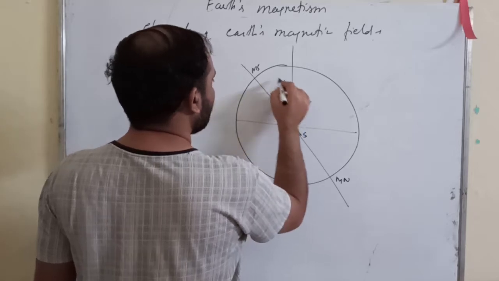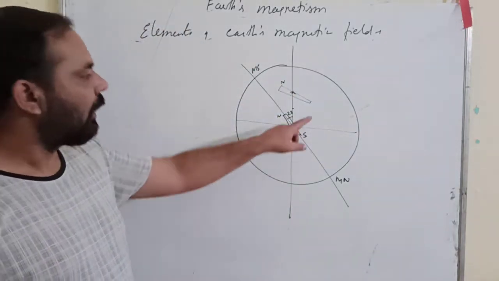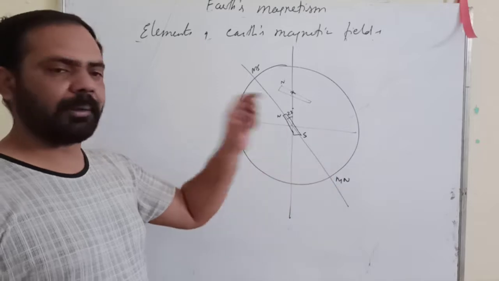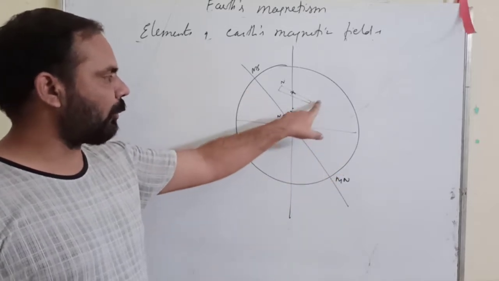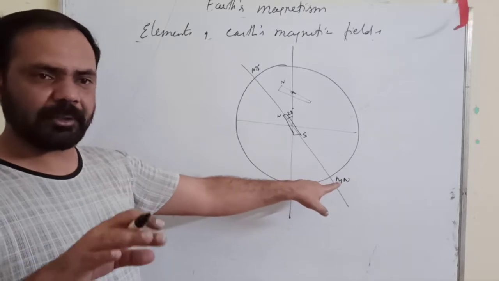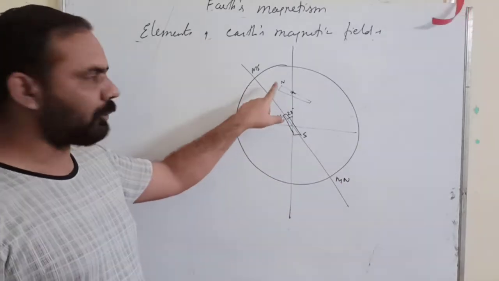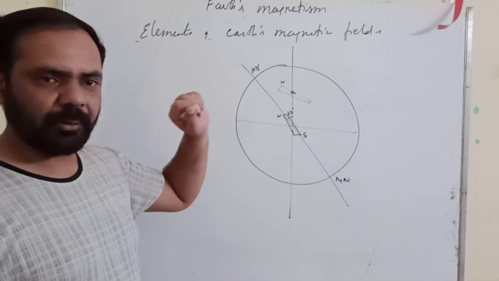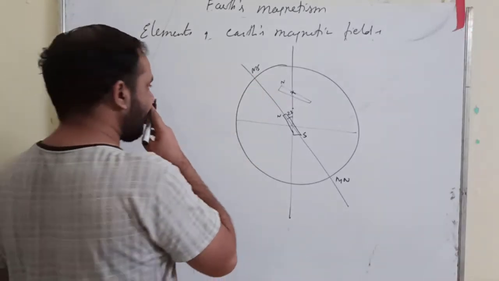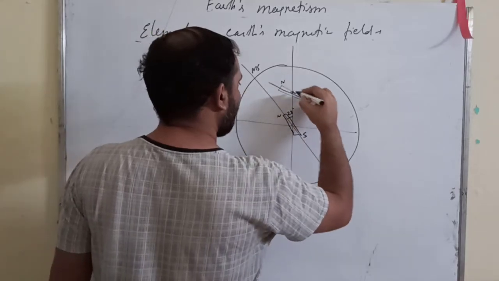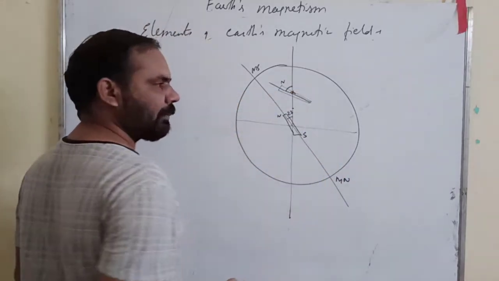This north will be attracted by the magnetic south. However, this south will also be attracted by the magnetic north, but the distance of this pole from the magnetic north is larger as compared to this distance. So the effect of the magnetic south on the north of the magnet will be more, so it will be attracted in this direction. So what is happening now? Your angle is increased, right?